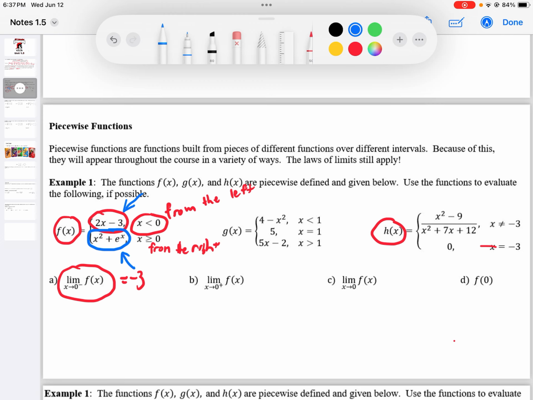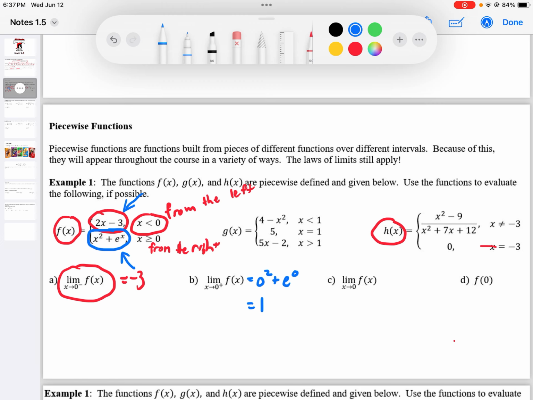All right, so from the right, I'm going to plug in 0, so it'd be 0 squared plus e to the 0. 0 times 0 is 0. Anything to the power of 0 is 1. Well, not anything, but e to the power of 0 would be 1. So the answer there is just 1.